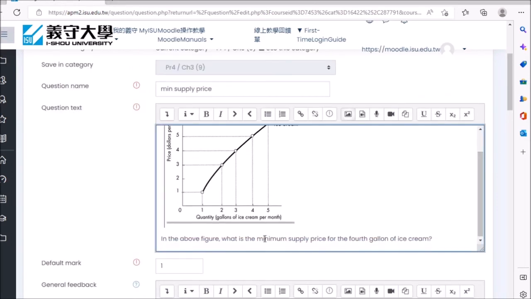Next question, what's the minimum supply price for the fourth gallon of ice cream? For the fourth gallon, we have a $5 minimum price. That's the minimum that the sellers are happy to charge.